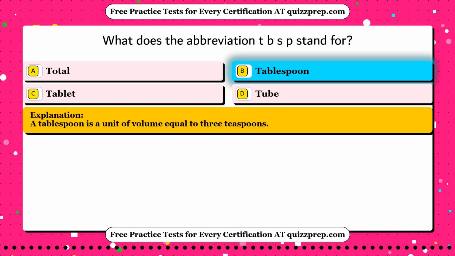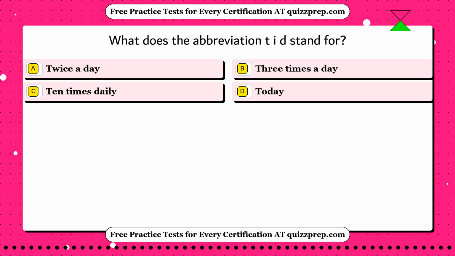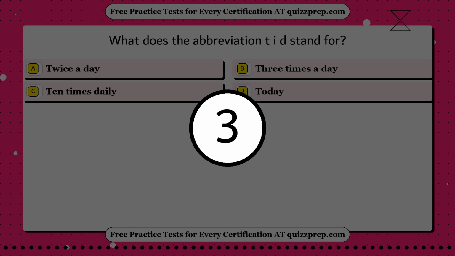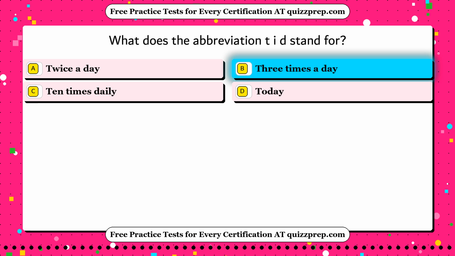A tablespoon is a unit of volume equal to 3 teaspoons. Question 120. What does the abbreviation TID stand for? Option A, twice a day. Option B, 3 times a day. Option C, 10 times daily. Option D, today. The correct answer is option B, 3 times a day.